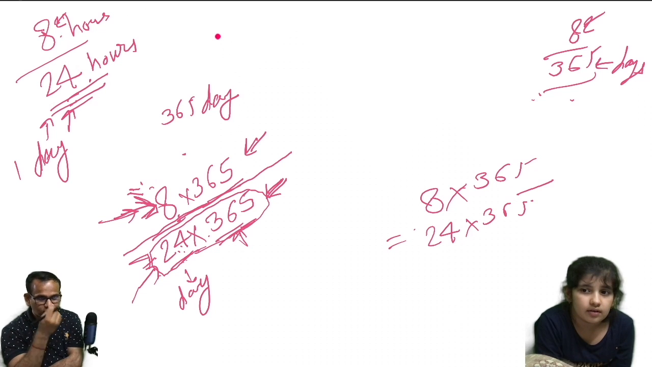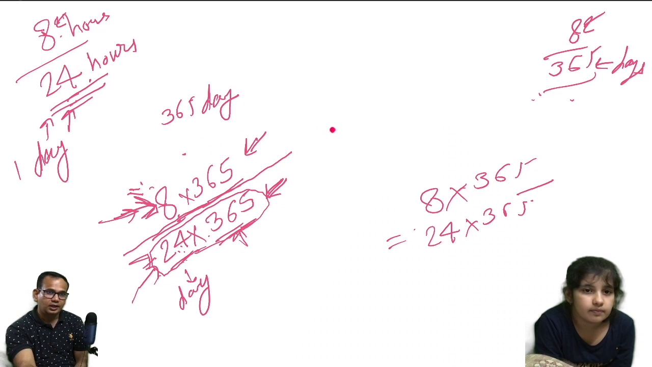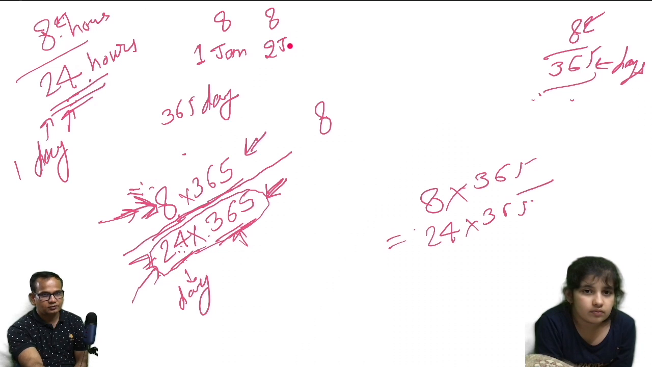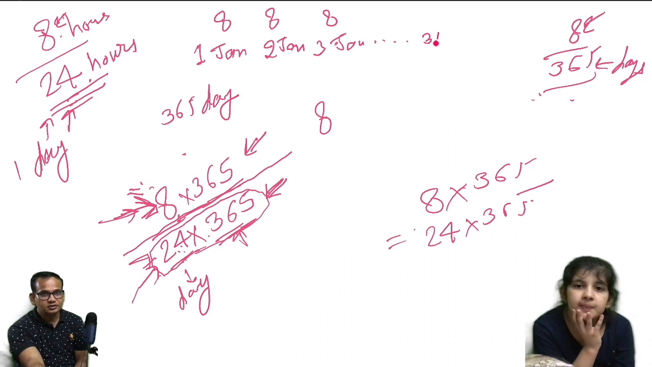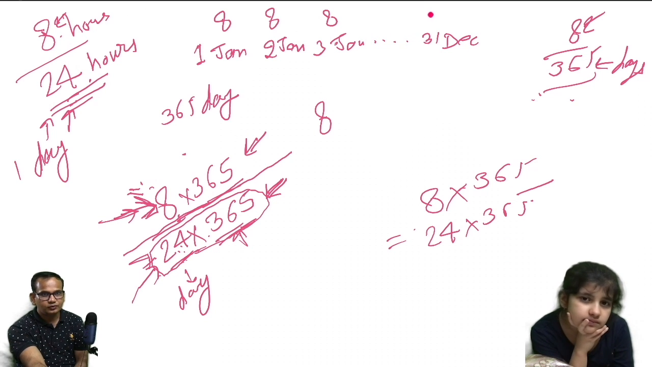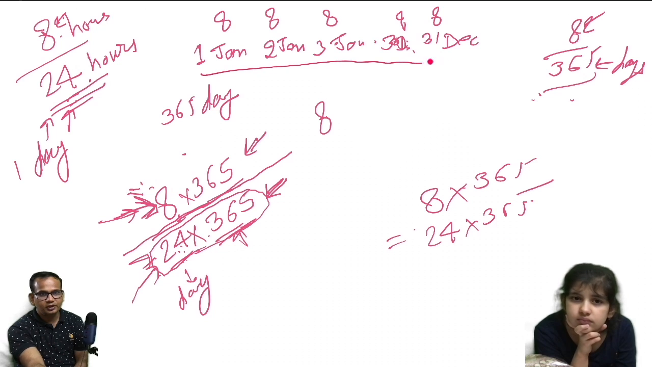Okay, I'll tell you. See, for example, 8 hours you sleep on 1st January. And then another 8 hours you sleep on 2nd January. And then another 8 hours on 3rd January. Like this, 30th December and 31st December also you sleep 8 hours. So total how many days? 365 days. And each day you are sleeping 8 hours.